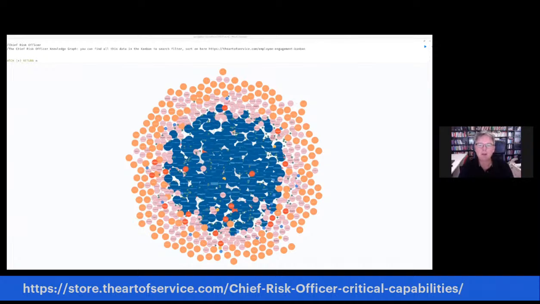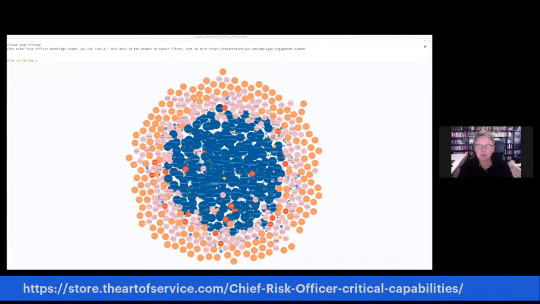Firstly, let's have a quick look at what you're looking at here on the screen, the full knowledge graph. This is the knowledge graph that a chief risk officer, a CRO, works with. What we see here are different colored balls. Let me quickly explain what they are. The blue ones in the middle are the critical capabilities, the things that you need to be doing, the things that you really need to be focusing on.